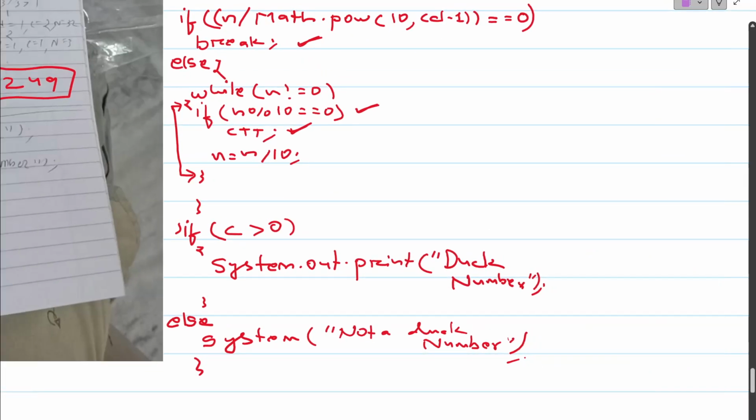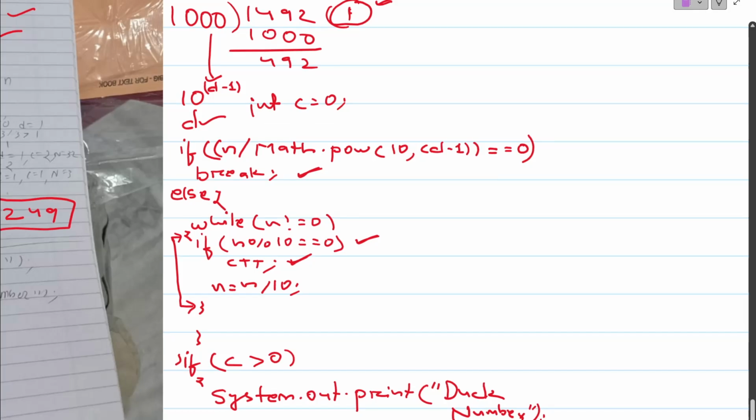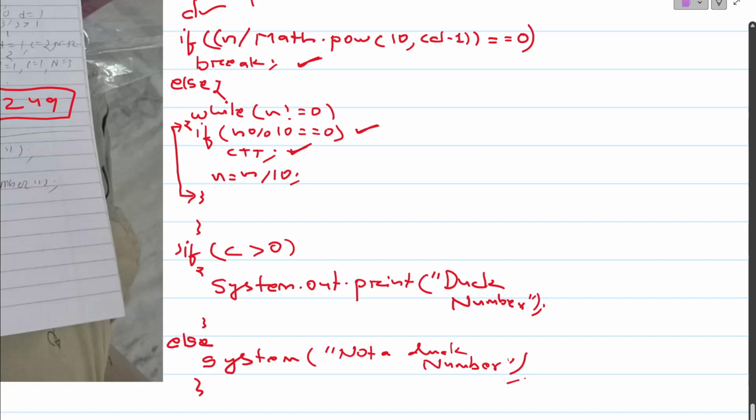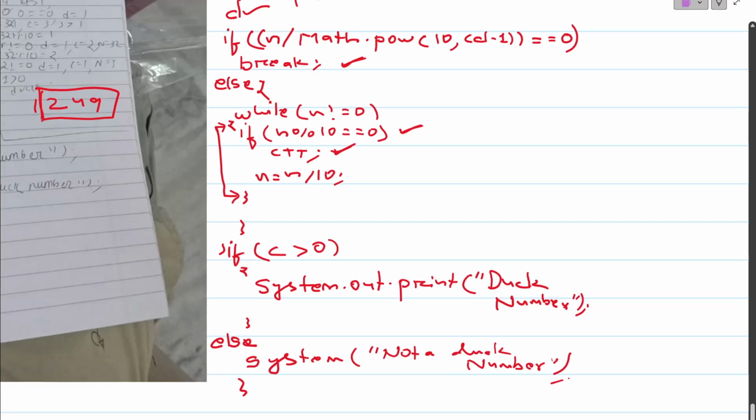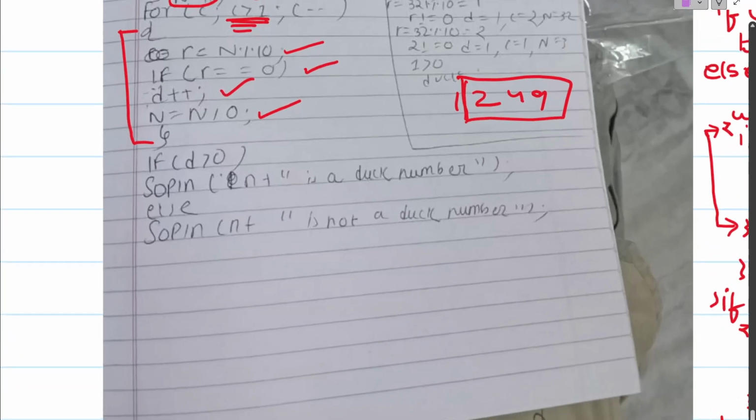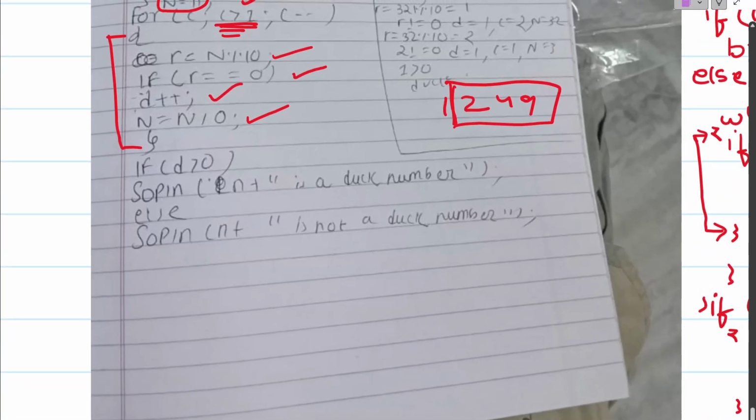If anybody asks you the duck number program, after you find the number of digits, you can come to this particular logic. I know this is slightly big, but it's easy. But here I could find a problem in this particular program. It has not checked whether 0 is present at the leading place or not. Otherwise all of the things are correct.